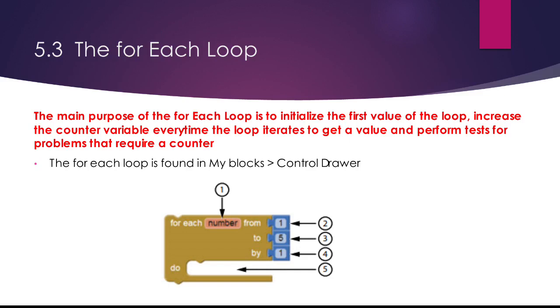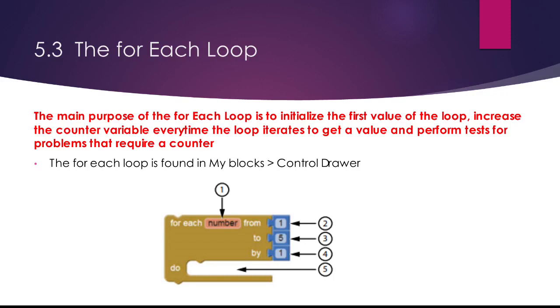Another type of loop that we are going to be talking about is the for each loop. The main purpose of this loop is to initialize the first value of the loop, increase the counter variable every time the loop iterates to obtain a value, and to perform tests for problems that require a counter. This loop is appropriate for problems that require a counter because it is very useful when iterating a loop a certain amount of times. The for each loop block is found in the My Blocks editor section in the control drawer. So now let's take a look at the different parts of the for each loop that is shown below.